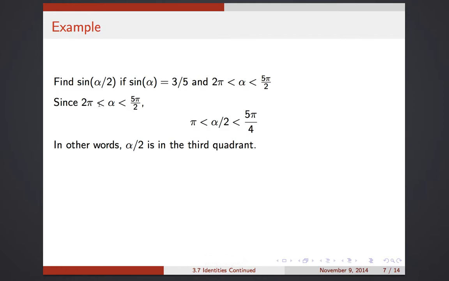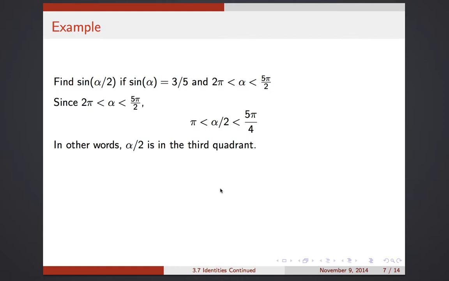So since alpha is between 2 pi and 5 pi over 2, you can divide this entire inequality by 2. And that's all I did there. So 2 pi divided by 2 is pi. Alpha divided by 2 is, of course, alpha over 2. 5 pi over 2 divided by 2 is 5 pi over 4. The reason you do that is because now you know the location of alpha over 2. Alpha over 2 is between 180 degrees and 225 degrees. So in other words, alpha over 2 is in the third quadrant.